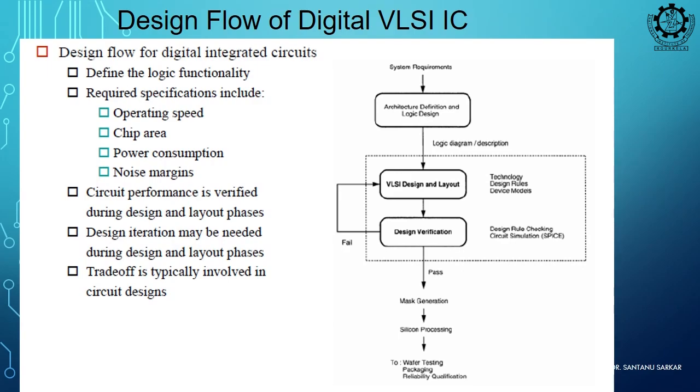So, this design flow we already discussed. We have to check the logic functionality and we have to maintain certain targets, for example, operating speed, what is our area, what is our power consumption and what is our noise margin. So, this will be used to compare how your design is performing as compared to a suitable benchmark or previous model. Okay. And in each phase you have to do verifications and iteration may be needed. If its performance is not satisfied, you need iterations.